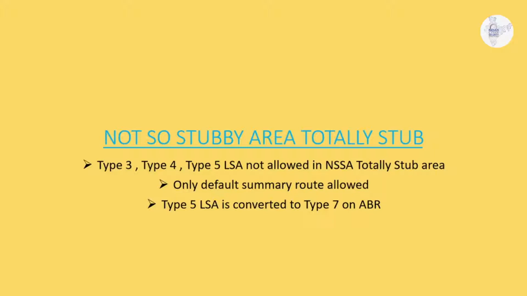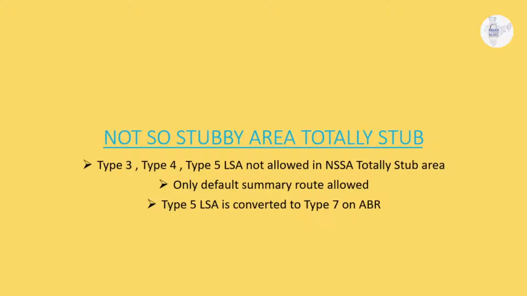So we already know that Type 3 is a network summary LSA, inter-area LSA. Type 4 LSA is generated by the DR. And Type 5 is external LSA. Those are not allowed in case of NSSA totally stub area. And as we know, in a normal NSSA area, Type 5 LSAs are blocked. But in this NSSA totally stub area, Type 3 and Type 4 are also blocked along with Type 5. So what is allowed? Only a default summary route is allowed.